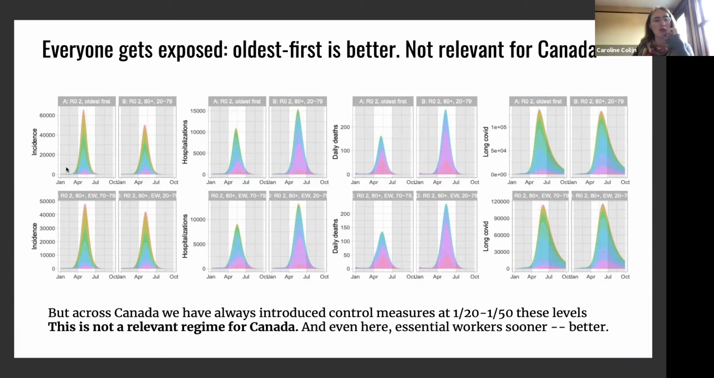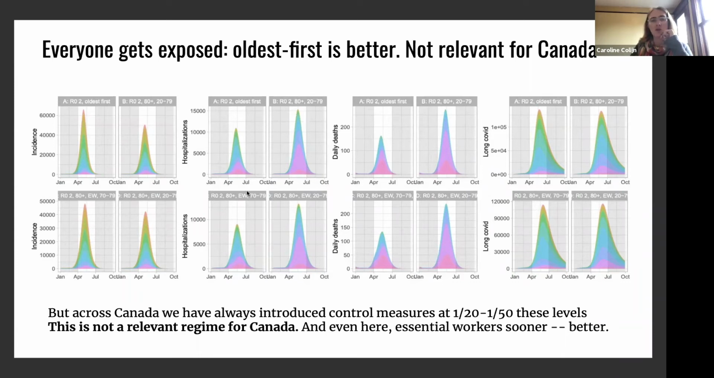And this is like in our first slide with the Globe and Mail model. If we were willing to see 40,000 incident cases a day in BC or 120,000 in Ontario, then, because ultimately almost everyone gets exposed, it's better to vaccinate oldest first. So here, oldest first works better for hospitalizations and deaths than a strategy with oldest and then everybody else. So this is still oldest, very oldest first, but then everyone else.